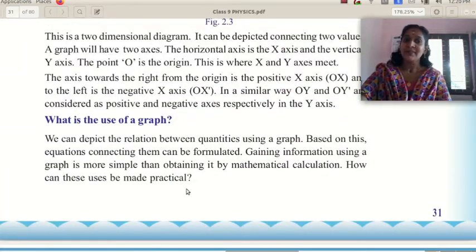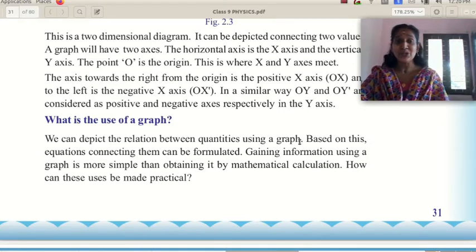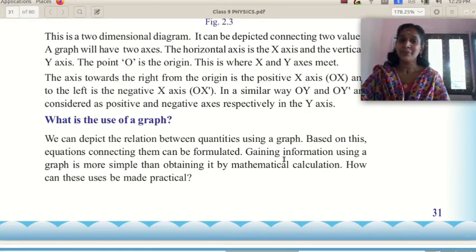So, we can depict the relation between quantities using a graph. We need two quantities. We can form equations also. By using this graph, we can form equations. We can easily understand what is depicted on the graph. If we are doing mathematical calculation, it is not easy, it is not simple, isn't it? While drawing a graph, it is easy and we can understand things easily from a graph.